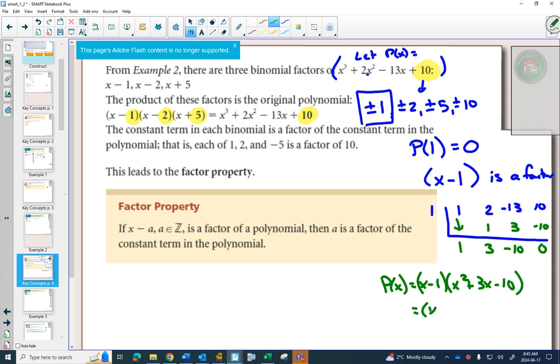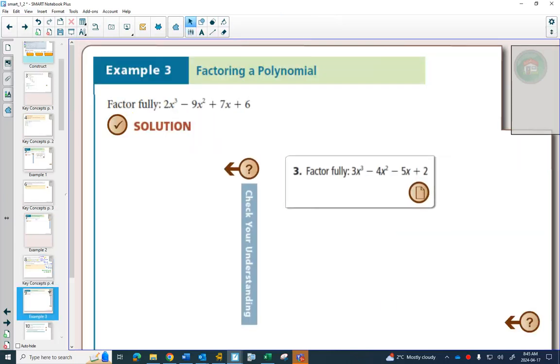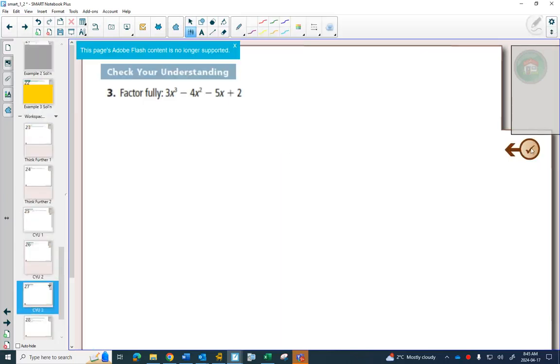And once you get a quadratic, then to factor completely, you can just factor that quadratic like you normally do. That is going to be our strategy for factoring completely. So let's write down that strategy. Go to our example 3.